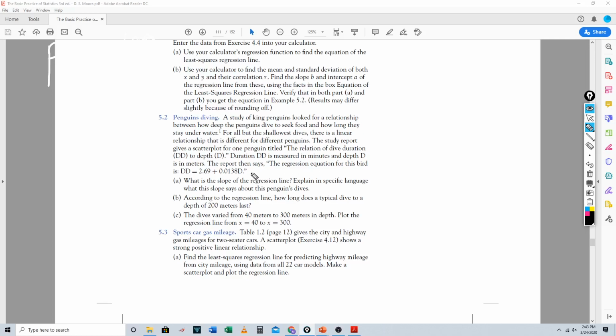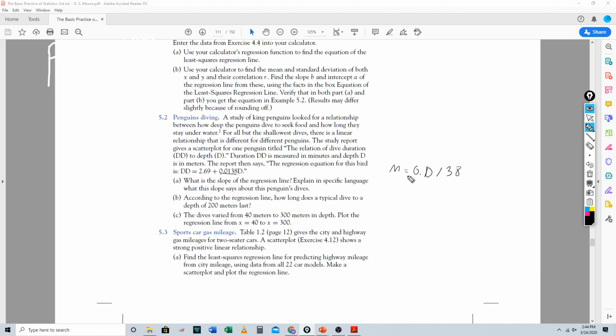Slope. Now, slope is always the part without the variable. There's our slope. Okay, so slope with the variable. So since this is our variable d, that is our slope. Our slope is equal to 0.0138. And you have to excuse, this is not as easy as it looks to write on here.